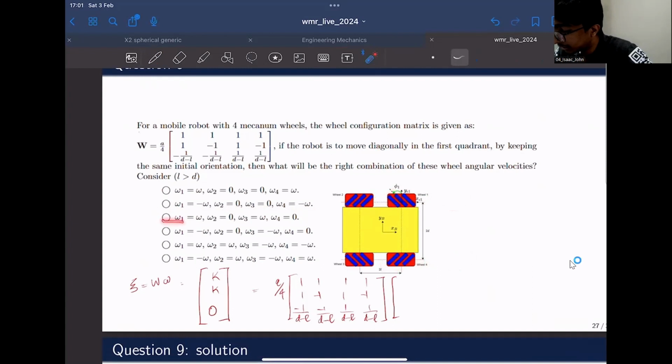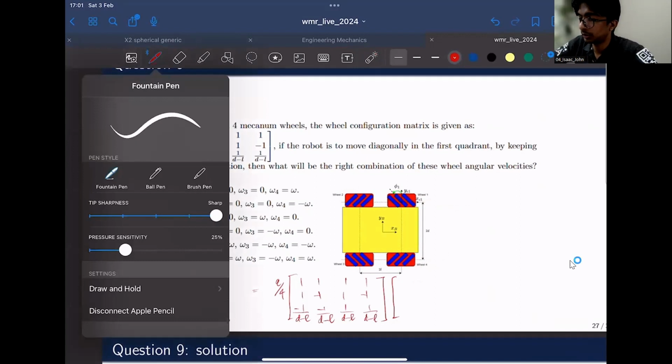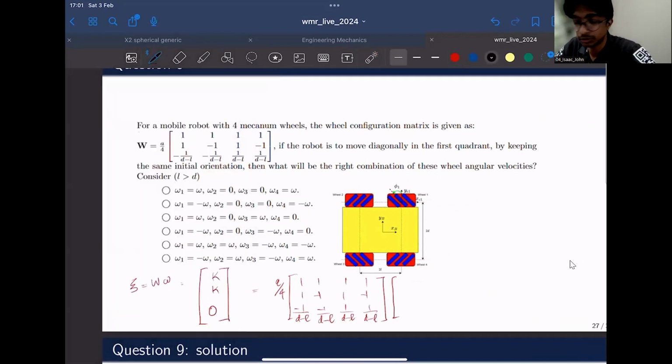That also does not seem very likely. So what about option 3? Omega 1 is omega, omega 2 is 0, omega 3 is omega, omega 4 is 0. So you are actuating the diagonal wheels like this, and you are not rotating the second and fourth wheels. So that seems pretty intriguing. First, we'll try that option. So omega, 0, omega, 0.